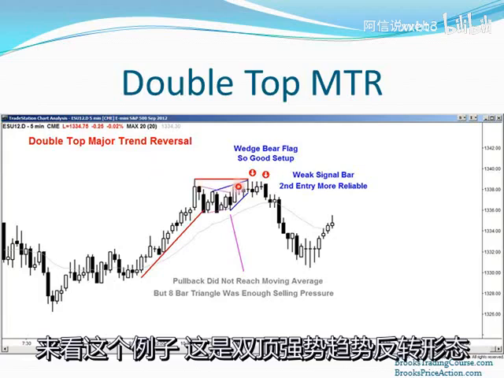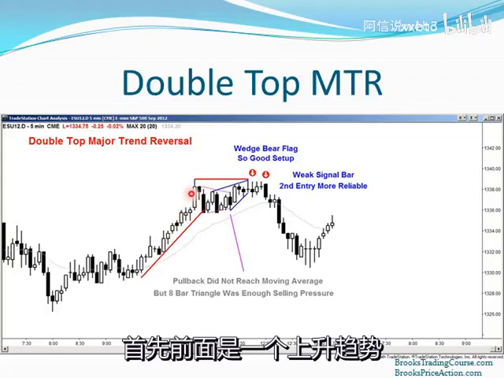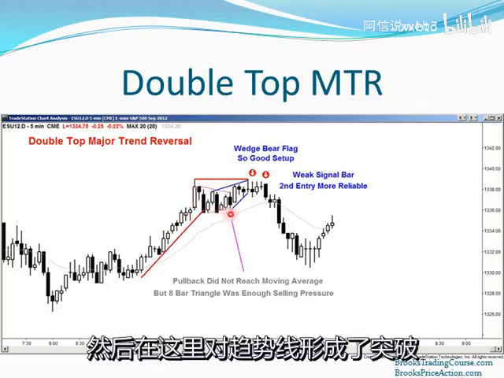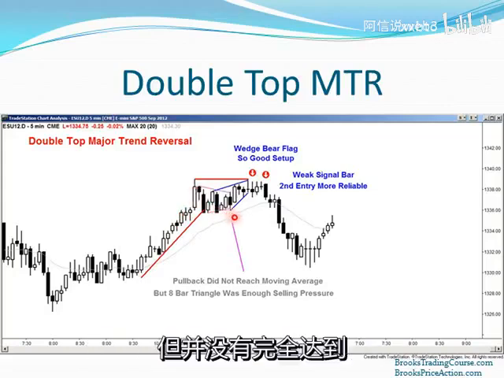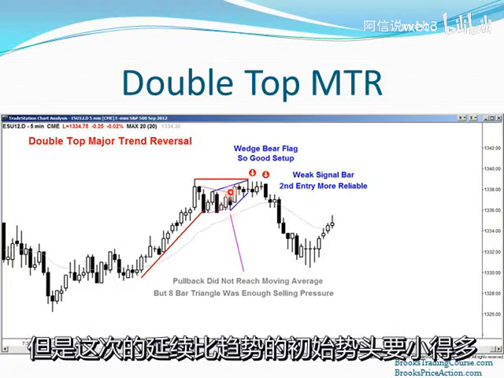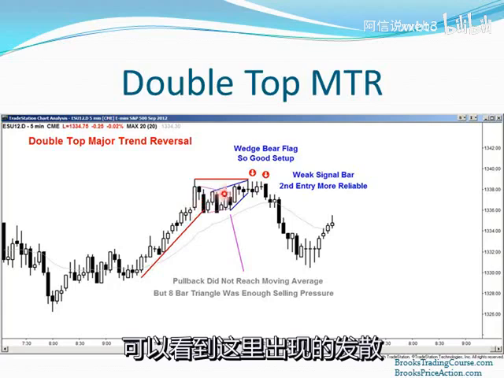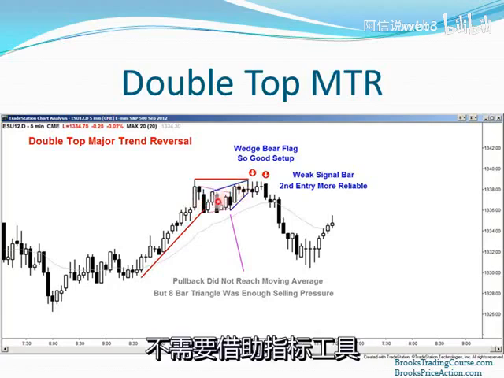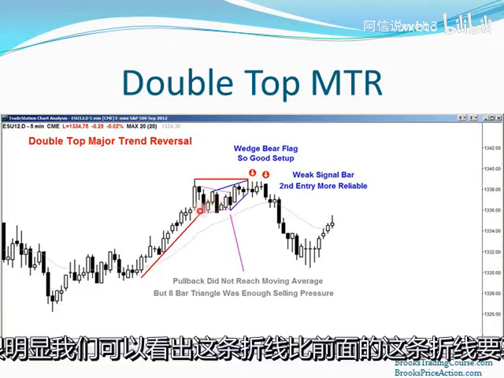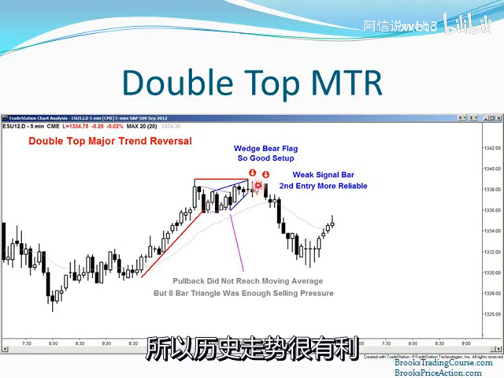For example, here's a double top major trend reversal. It's exact to the tick. So we have a bull trend, a break of the trend line, a test of the moving average, did not quite get to the moving average, and then a resumption of the trend, but this resumption is much weaker than the initial trend. If you looked at stochastics or some kind of oscillator, you would see a divergence here. You don't need the oscillator to be able to tell that this leg is weaker than this leg. So you know there's a divergence.